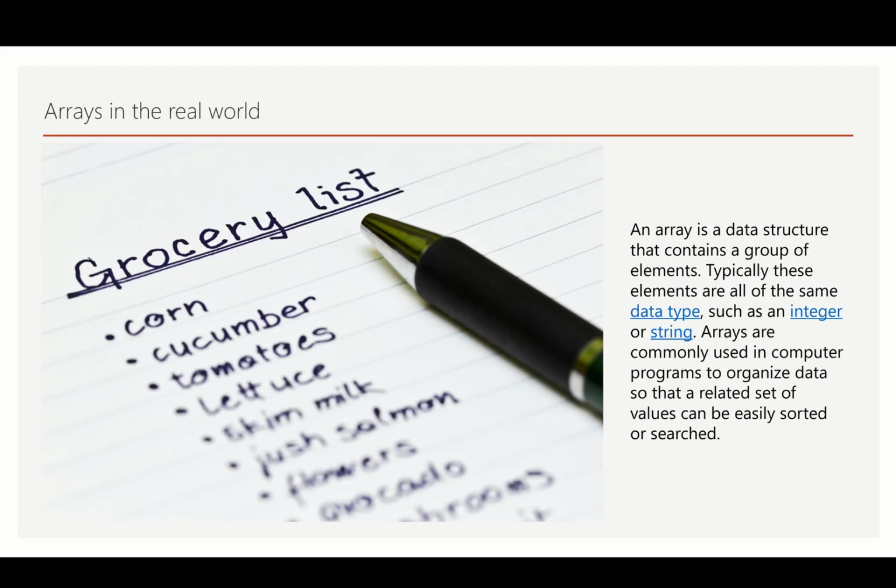And so the way we define this in computers is that an array is a data structure that contains a group of elements, right? These elements are normally of the same data type, such as a number or a string. Arrays are commonly used in computer programs to organize data so that a related set of values can be easily sorted or searched. So very often you'll see people put arrays into an array variable, and then they can call that variable later to do any number of things with it.